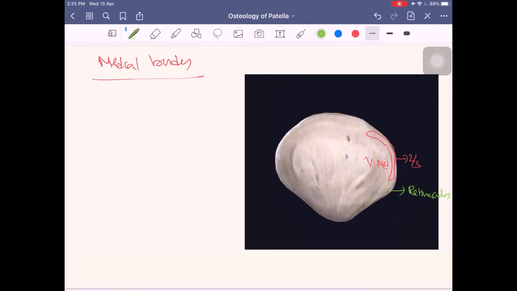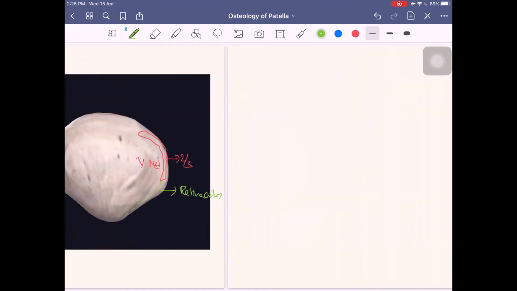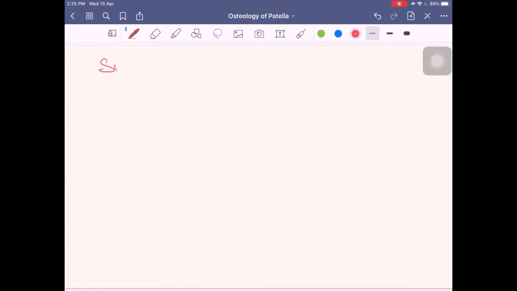So these are your medial border. So you can say medial border upper 2/3 gives attachment to vastus medialis, whereas the lower 1/3 of the border is giving attachment to a retinaculum, which we call as a medial patellar retinaculum, which is the expansion or extension of retinaculum of vastus medialis. Next, surfaces. There are two surfaces of patella.